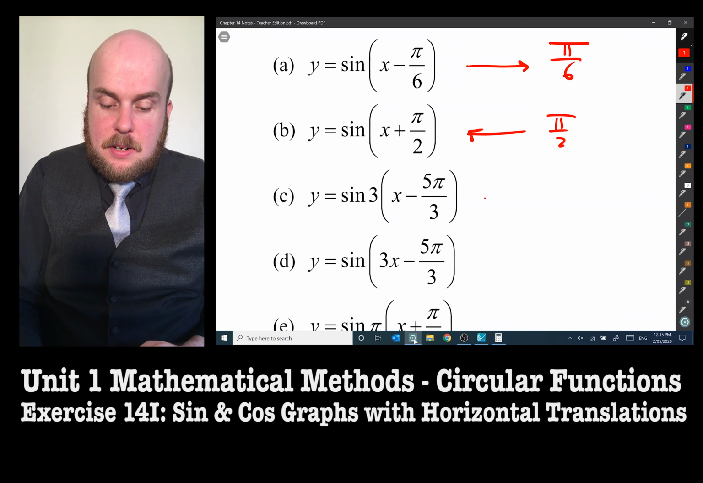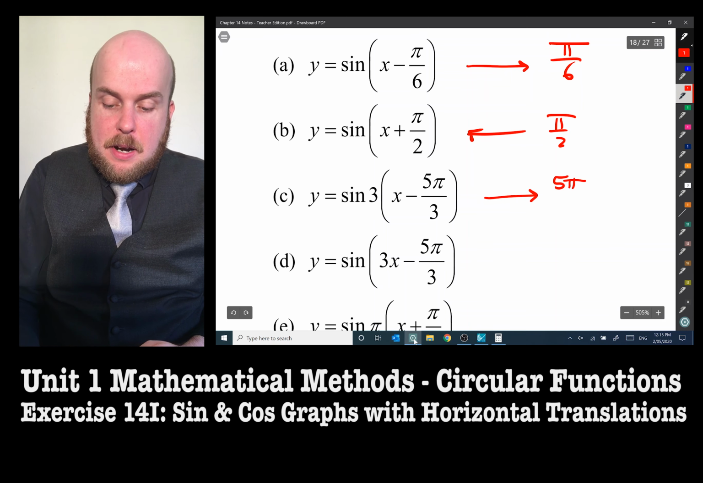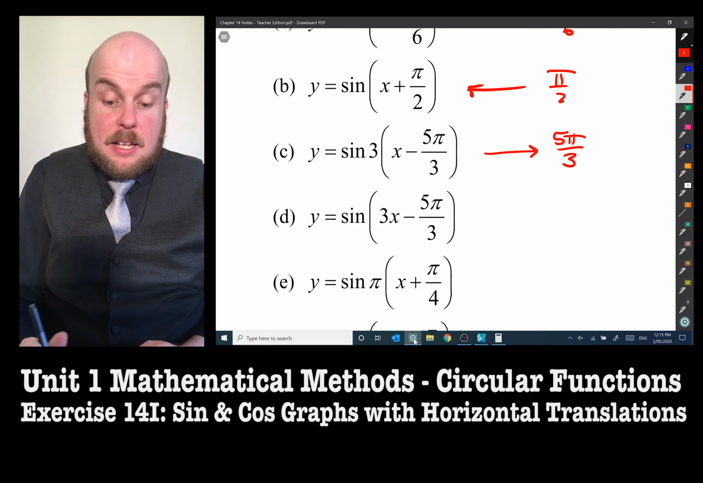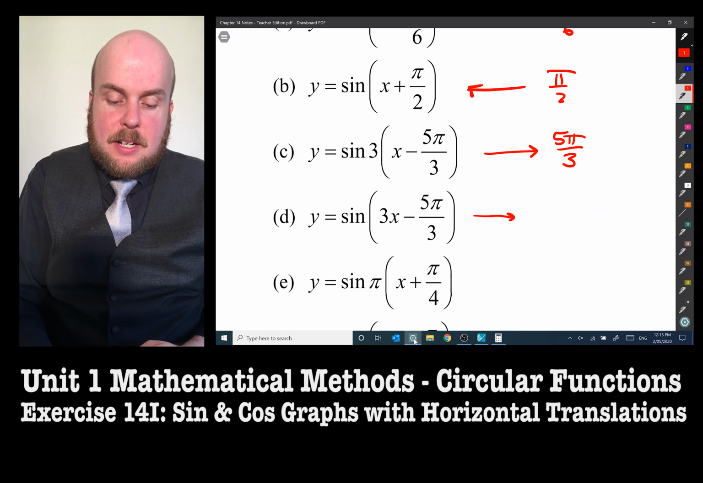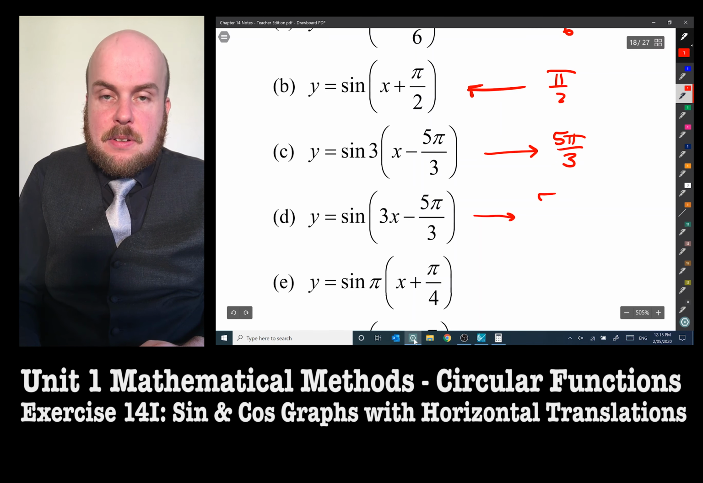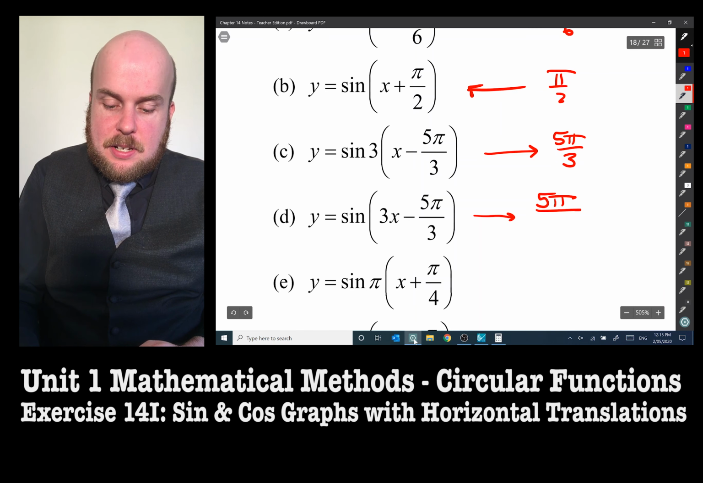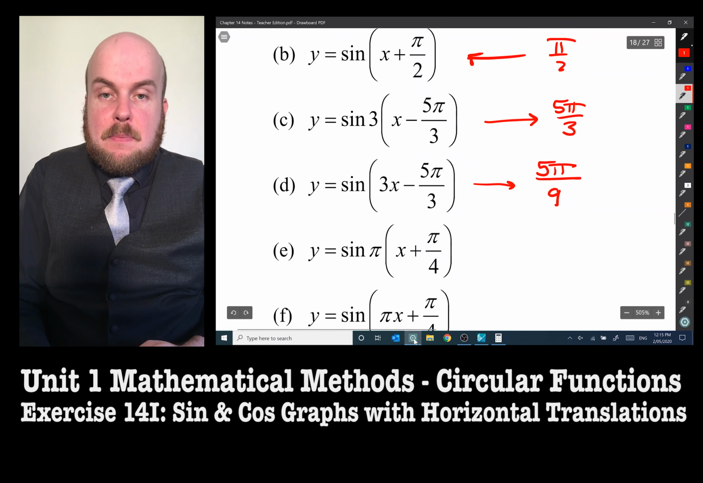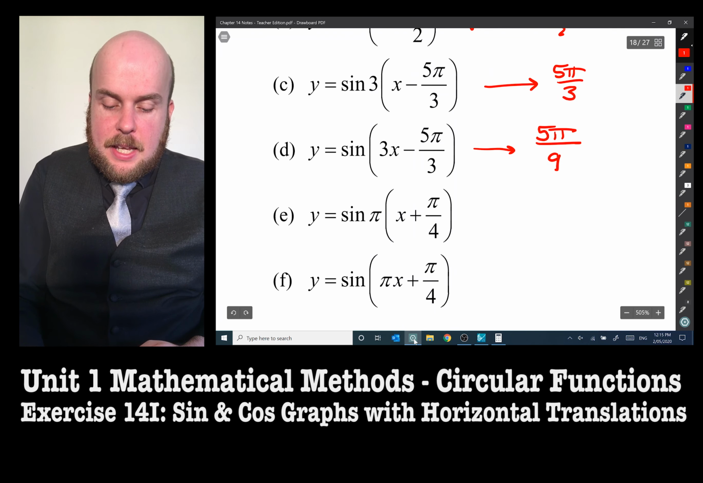Well, how much has this gone to the right by? It's going right by 5 pi on 3. Now, the next one is different. Because of that 3 inside there, that 3 will affect, whereas the 3 was on the outside of the bracket, the 3 is on the inside of the bracket here. It's actually going to affect the translation. This is going to go across to the right by 5 pi on 9. We divide by 3 here.